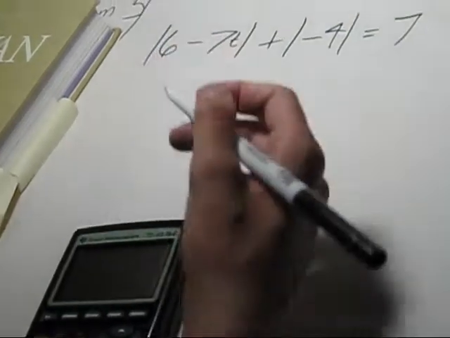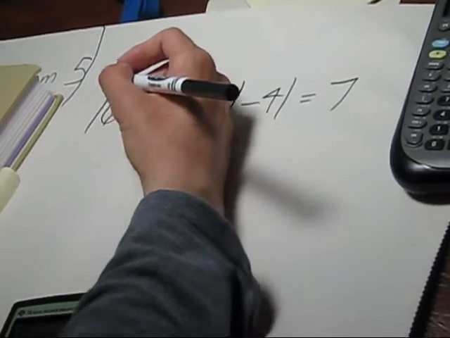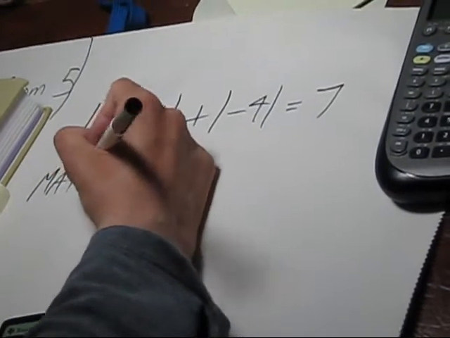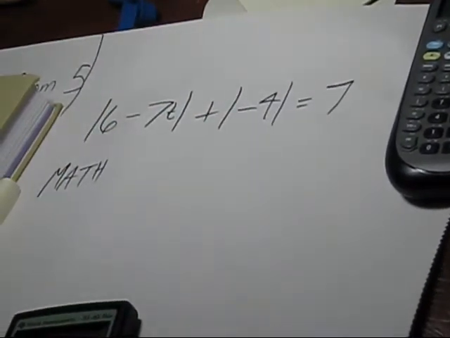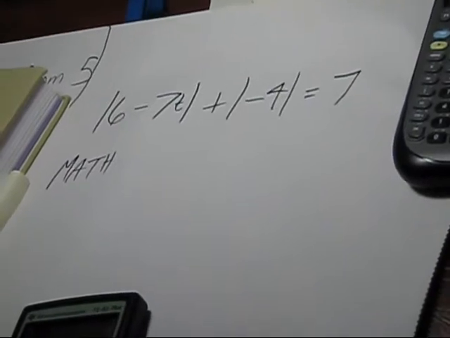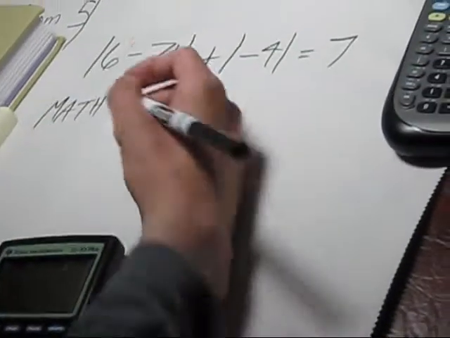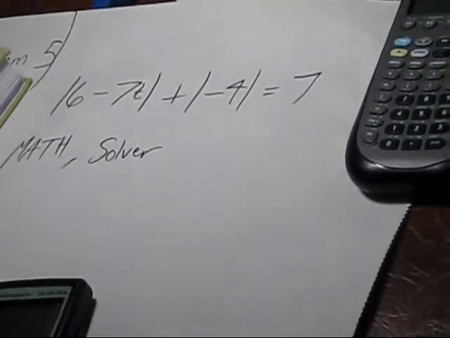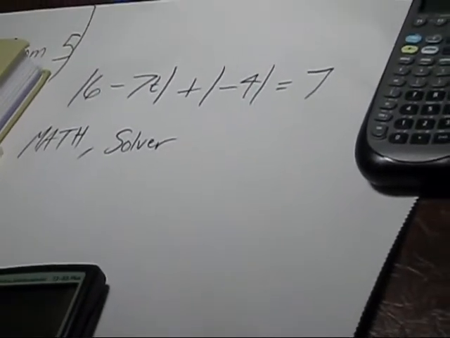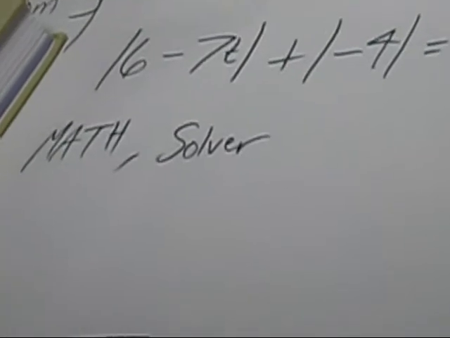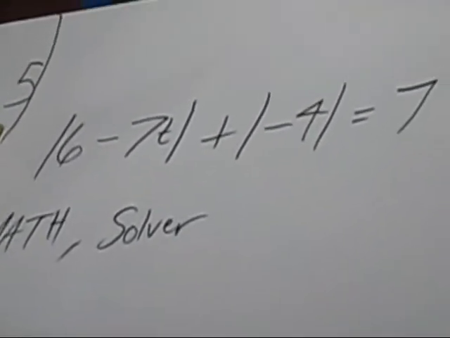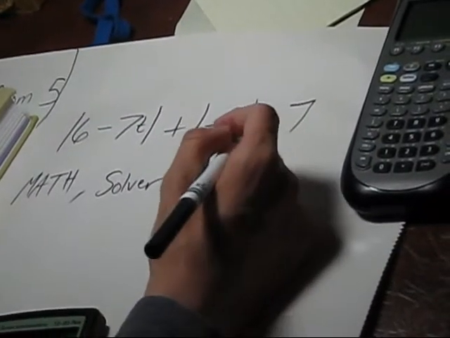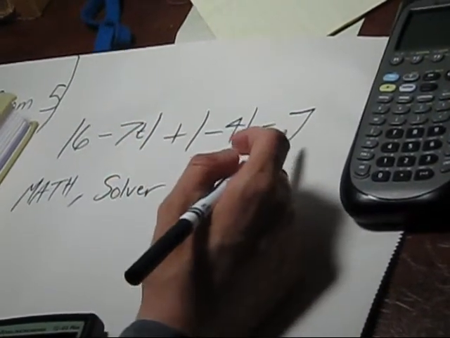So we're going to go to our solver again. So that was math, and go to 0 to your solver and hit enter. Okay, go up to your equation, and we have one side to 0, so we got to manipulate our equation so we have one side to 0.